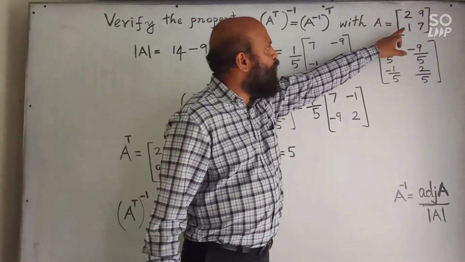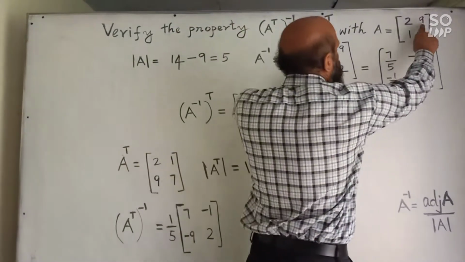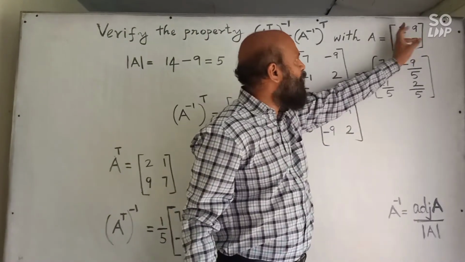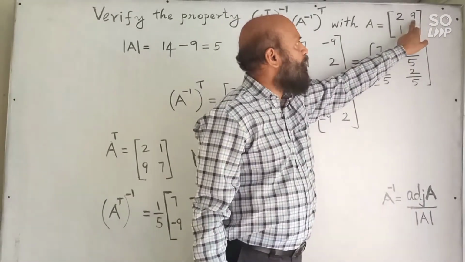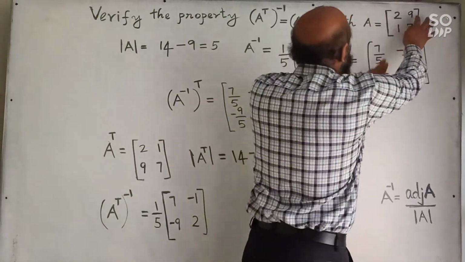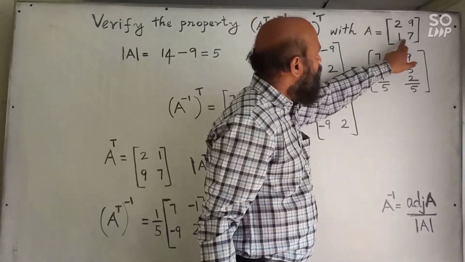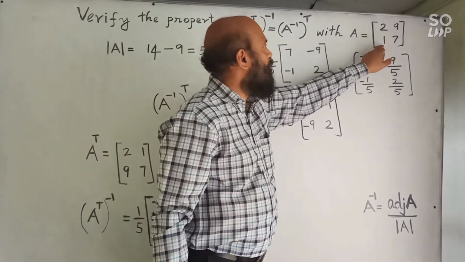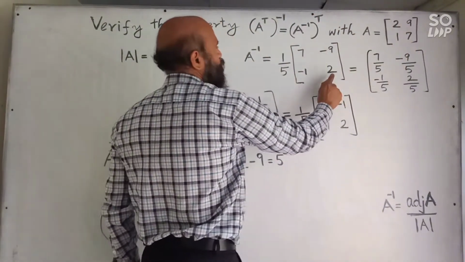So we have to get the adjoint of this matrix. So the cofactor of this 2 is 7. Cofactor of this 9 is minus 1 with a negative sign, because this 9 is in the first row and second column, 1 plus 2, 3. Odd number means we have to change the sign. Next, cofactor of this 1 is 9 with a negative sign, because this 1 is in the second row and first column, second row, 2 plus 1, 3. Odd number, so it is minus. Then the cofactor of the 7 is 2.